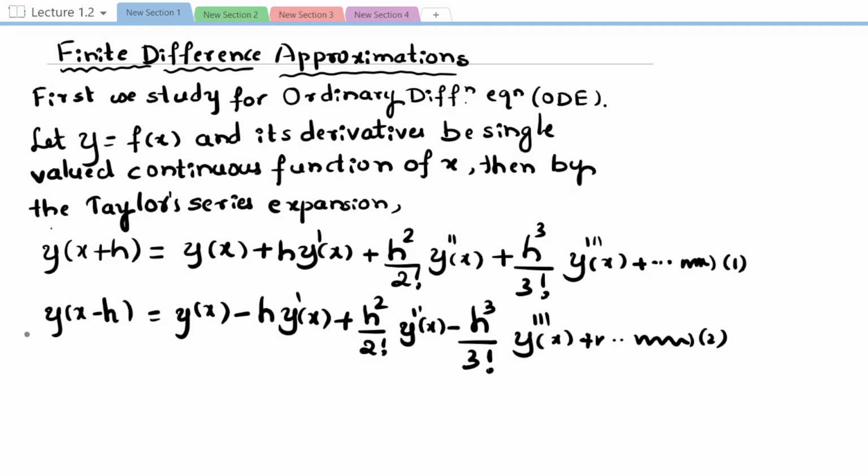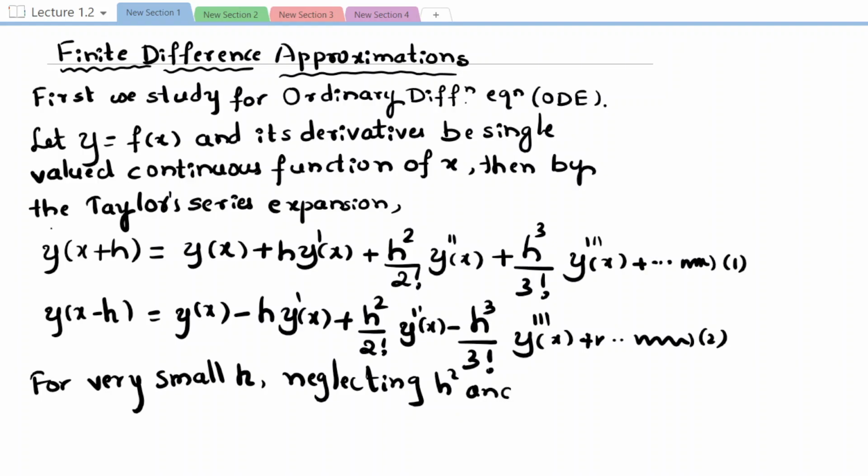Now, here the h we have considered is very small. So we'll neglect the h squared and higher order terms. When you neglect those terms, for very small h, neglecting h squared and higher order terms, higher order meaning higher power terms.